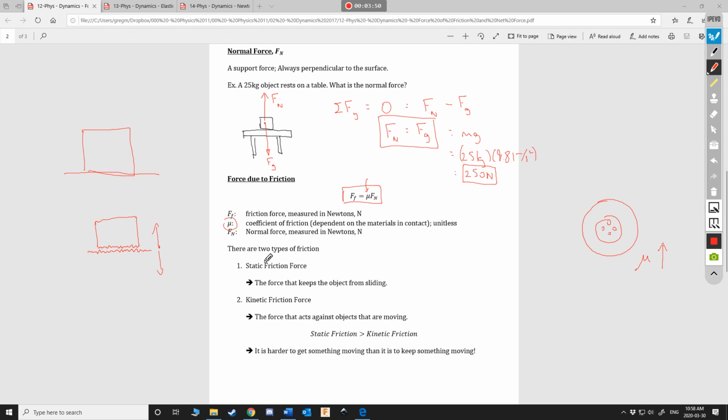So there's actually two types of friction. There's static friction, and then there's kinetic friction. Static friction is the force that keeps an object from sliding. And kinetic friction is the force required to keep something moving. How it turns out is static friction is always bigger than kinetic friction. Think of how that works. If we look back at this diagram right here.